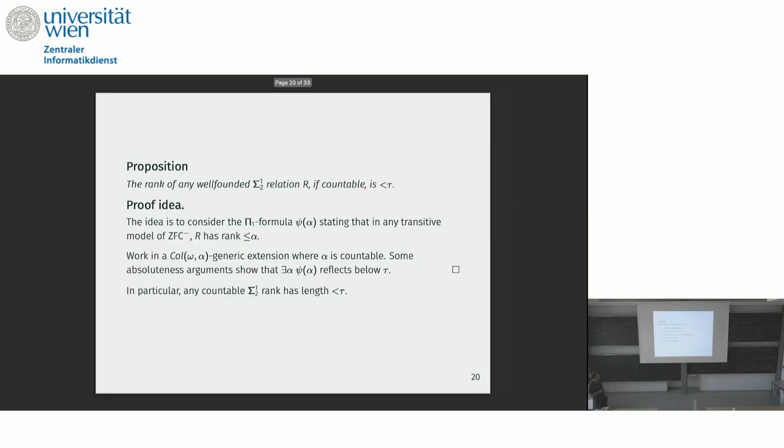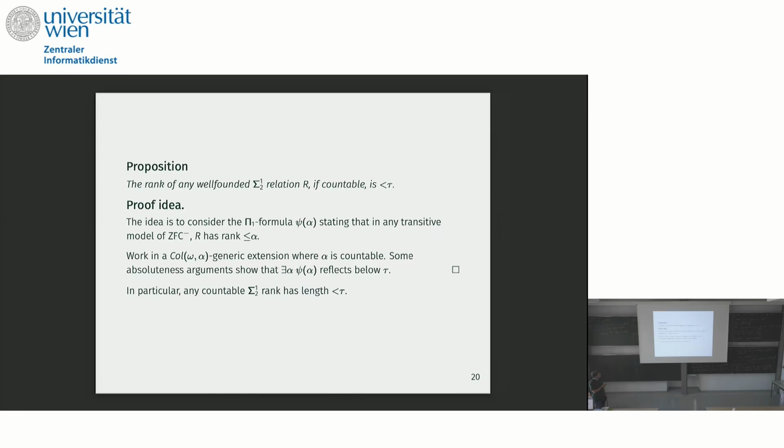And you know the Kuhn and Martin theorem, I guess. So it's something very simple, but it's a version of the Kuhn-Martin theorem for well-founded Σ¹₂ relations, assuming the rank is countable. Of course, in general, these might have rank omega 1 or something above omega 1, but if the rank is countable, is below tau, and tau is the supremum of such.